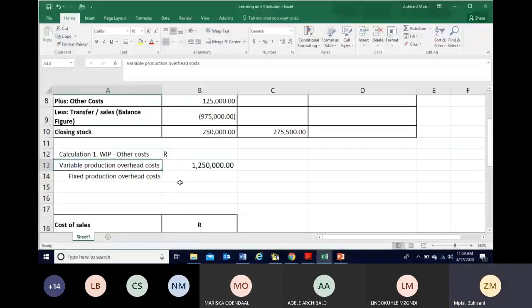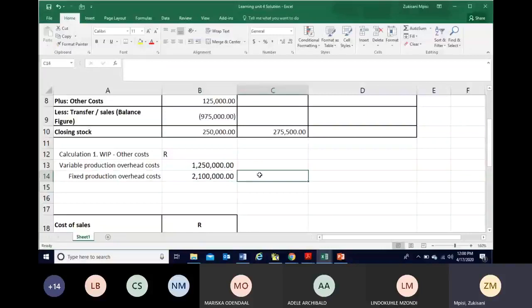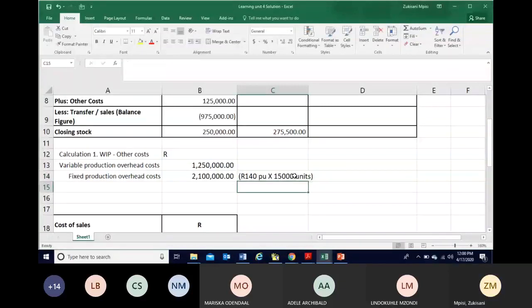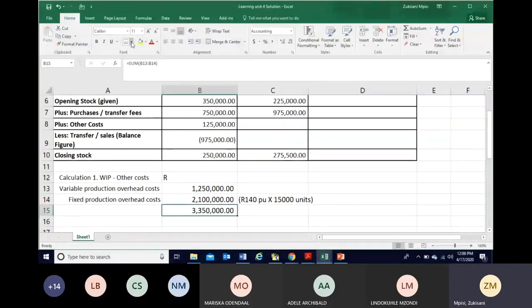So in this calculation, we are going to say 140 rand multiplied by 15,000, which is going to give us 2,100,000. So basically 140 per unit multiplied by 15,000, which is the normal capacity. This is your fixed production overhead. And then that takes your other cost totals to a total of 3,350,000, which is the cost that we're looking for here.